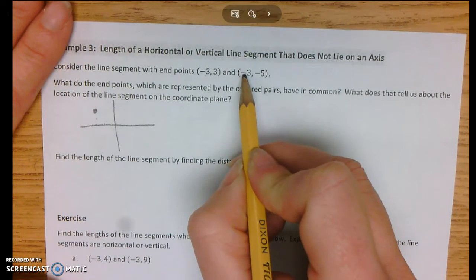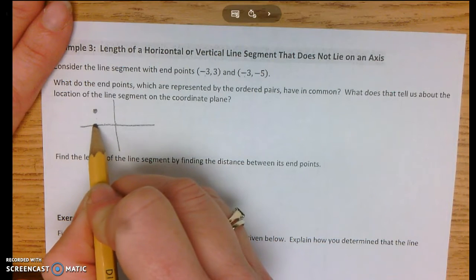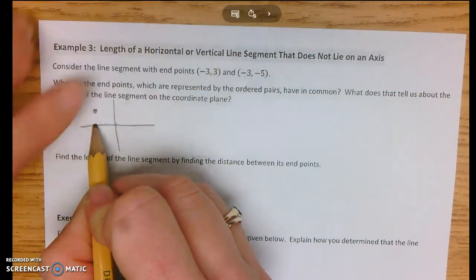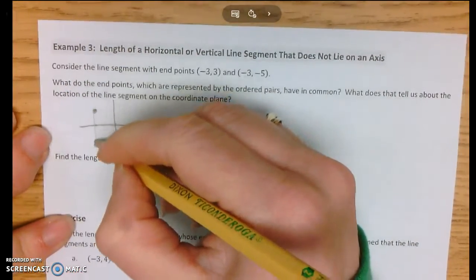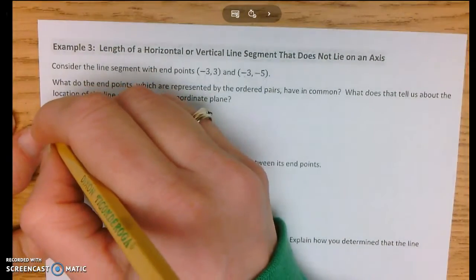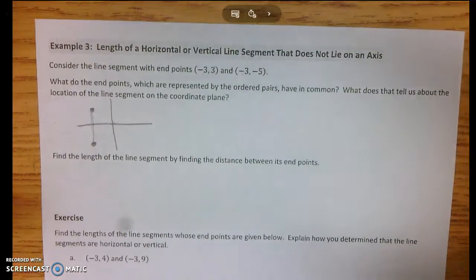So my next point's at -3, so I know that's the same place I went here, but now I'm at -5, so I'm going down. So I notice that this has created a vertical line. If you don't know the words vertical and horizontal by the time you leave my class, we have problems.